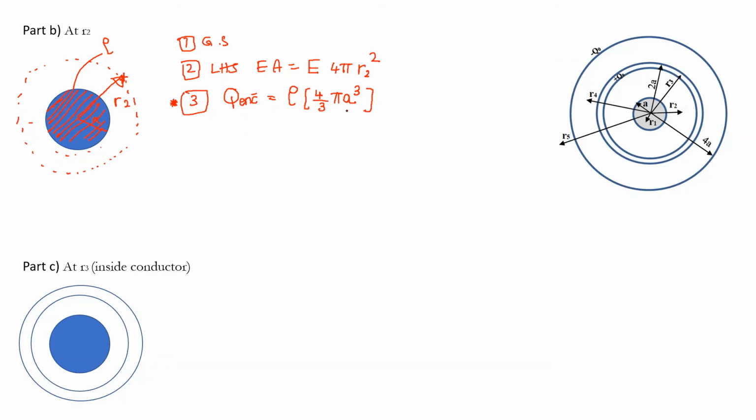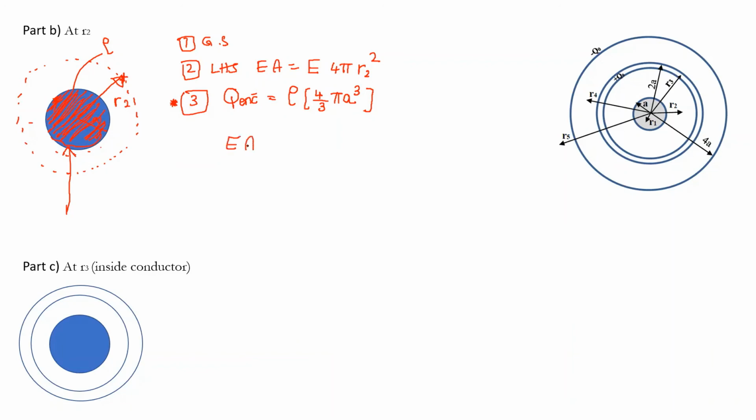So are you okay with this part? Why I multiplied by 4 over 3 pi a cubed? That is because we only have charge inside this, right? So what we just did was we calculated Q of this. Okay, now we have done most of the steps. Now we just have to put all of this into the equation.